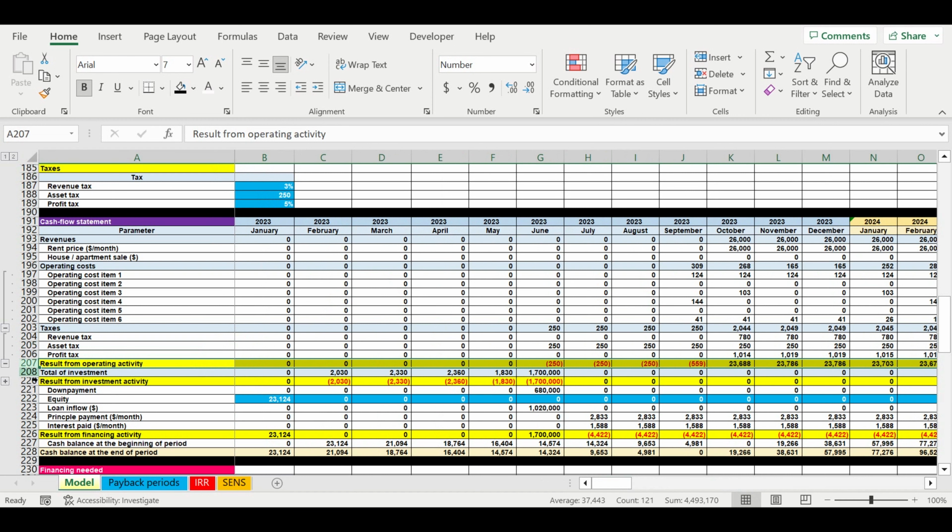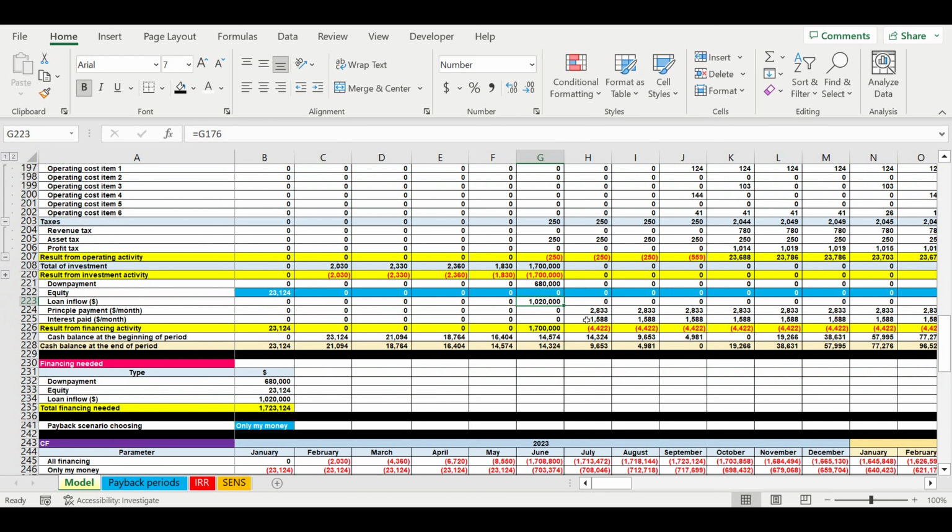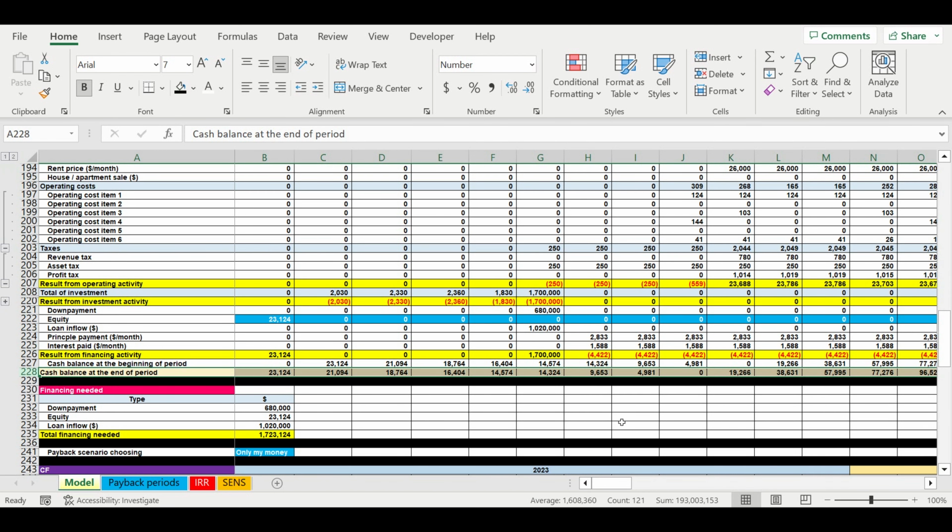Then we specify total of investment, result from investment activity. Here we calculate the amount of down payment needed. Then we calculate equity needed. Then we pull the amount of loan given to us from the bank, mortgage. Here we can see the interest payments, principal payments, and here at the cash balance at the end of the period we can see the payback of the project.